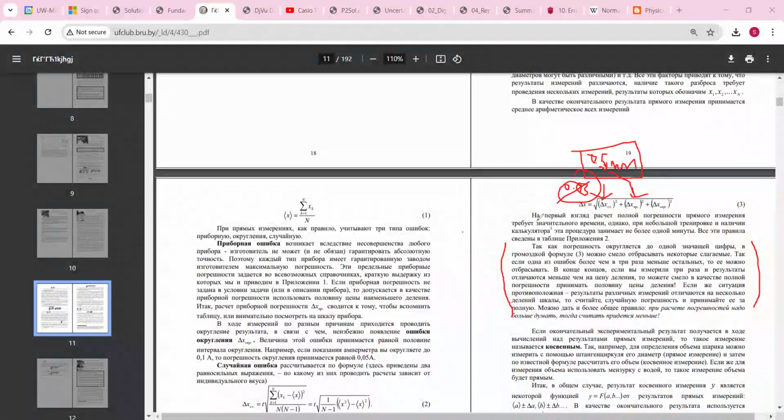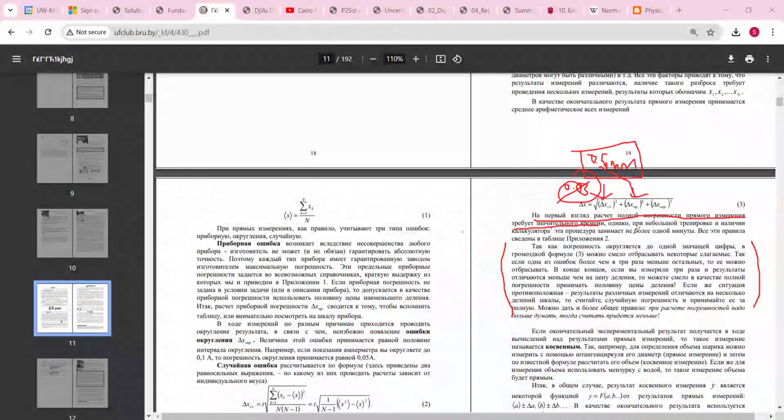И на первый взгляд, расчет полной погрешности прямого измерения требует значительного времени. Однако, при небольшой тренировке и наличии калькулятора эта процедура занимает не более 1 минуты. И техникалар, мен атайлап YouTube видеоларды қойып көрдім. Ошол видеолордон статистический данныйлар кантип кылсаңар болот, ошону берген да. Let me show you that source, and then I'll quickly come back here and continue with math.